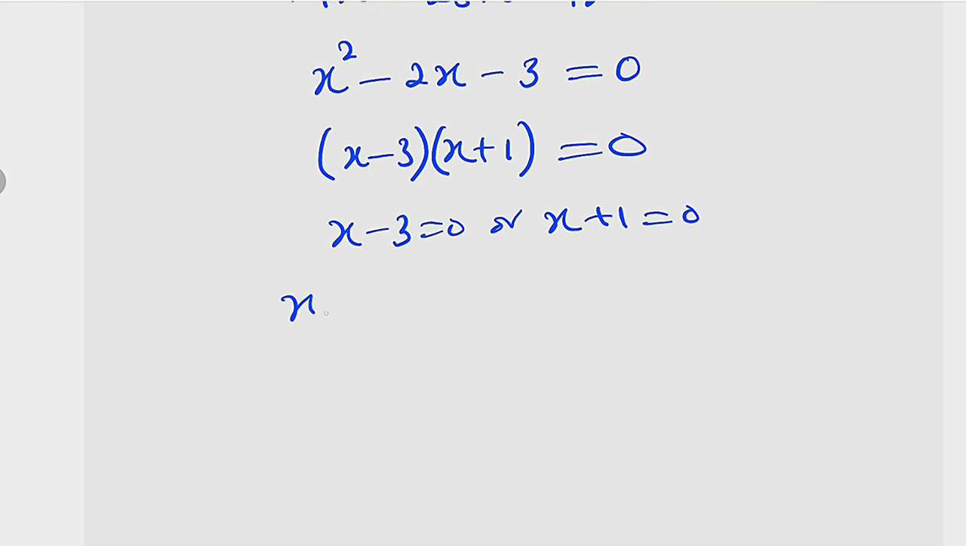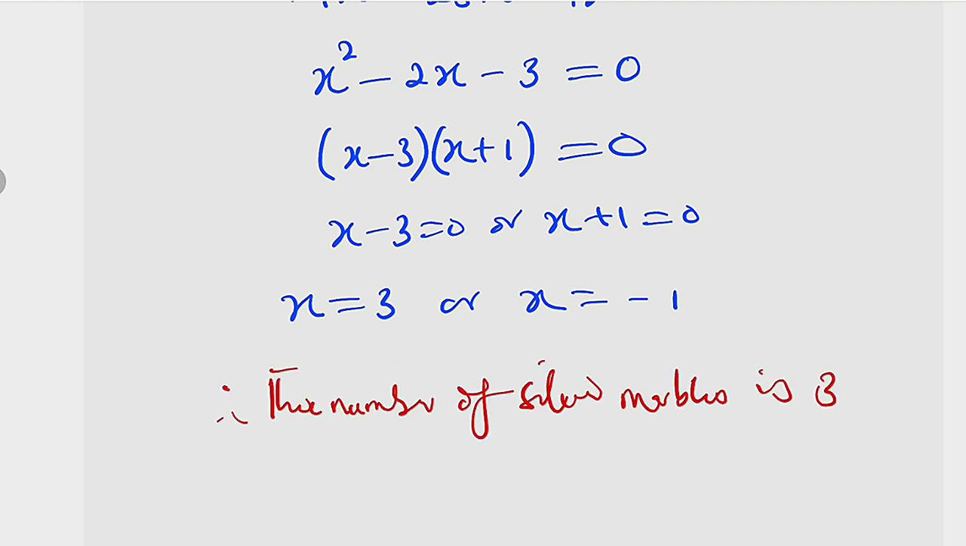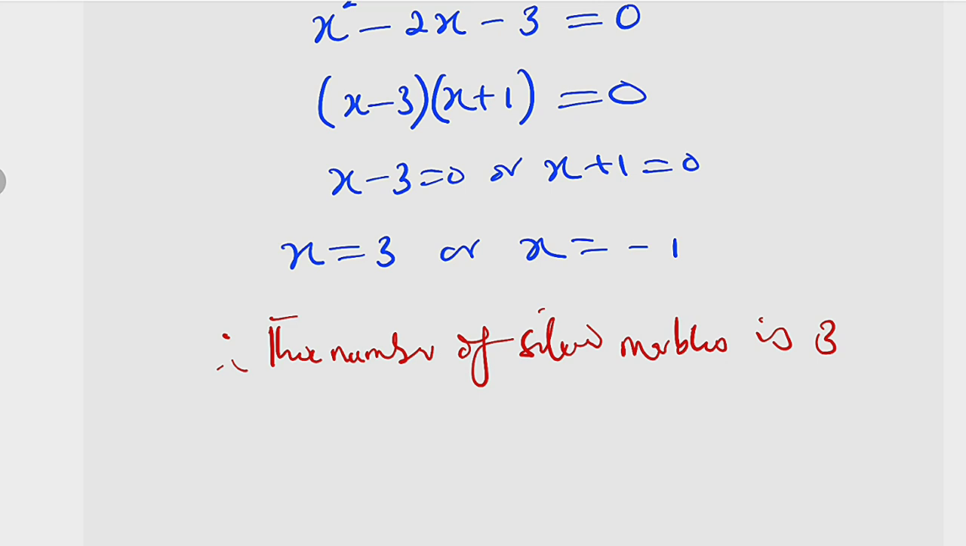So it is either x equal to 3 once you take it to the other side, or x equals negative 1. But remember, we are talking about number of marbles, so we expect a number to be positive. Therefore, the number of silver marbles is 3. And hence, this is just the solution to this problem.